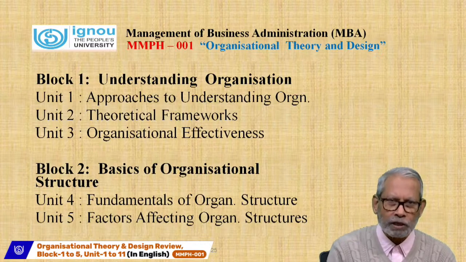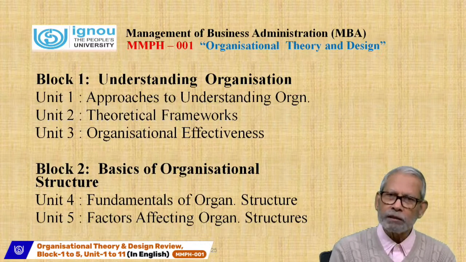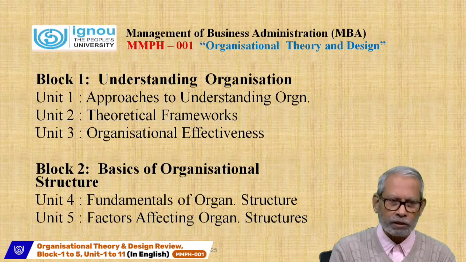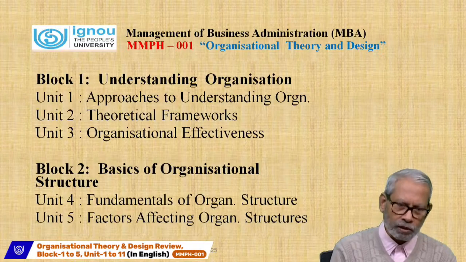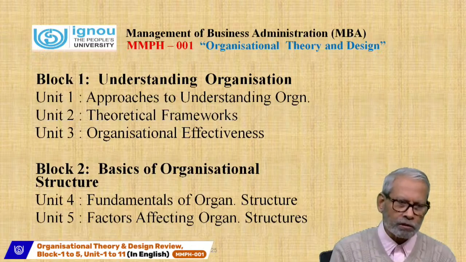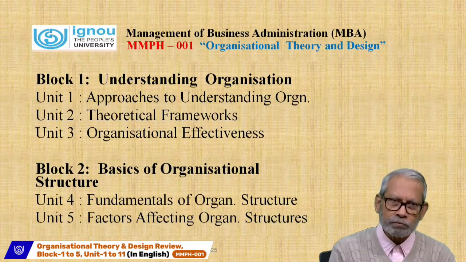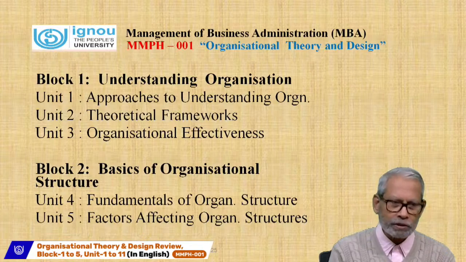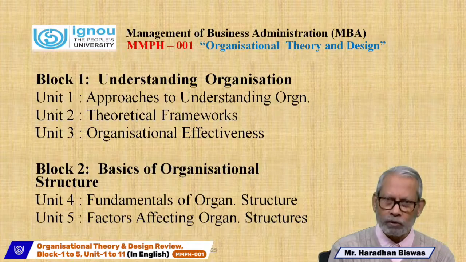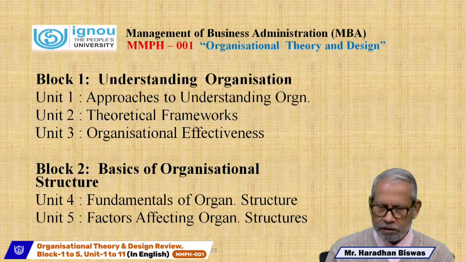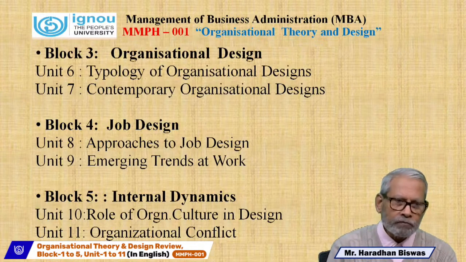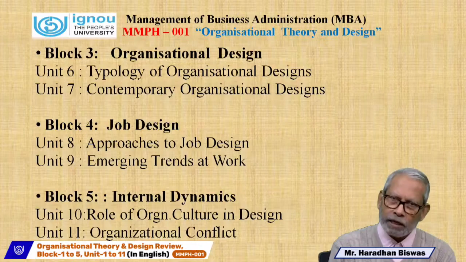There are 3 units: approaches to understanding the organizations, theoretical frameworks, and organizational effectiveness. Block number 2 is basics of the organizational structures, and there are 2 units, unit number 4 and 5: fundamentals of the organizational structures, and the factors affecting the organizational structures. Then block number 3 is your organizational design. There are 2 units.